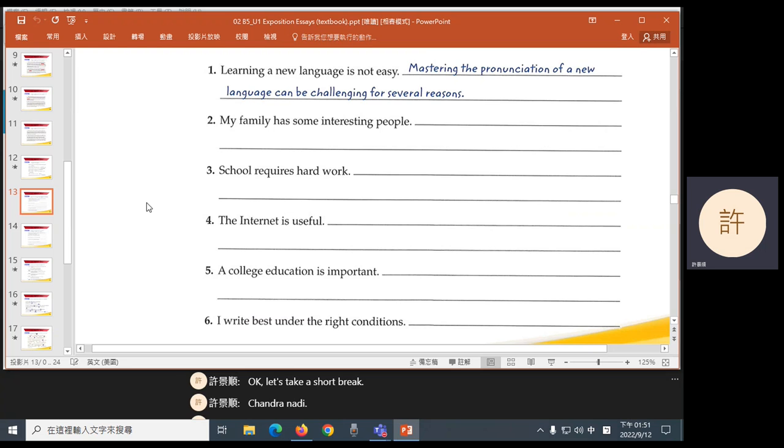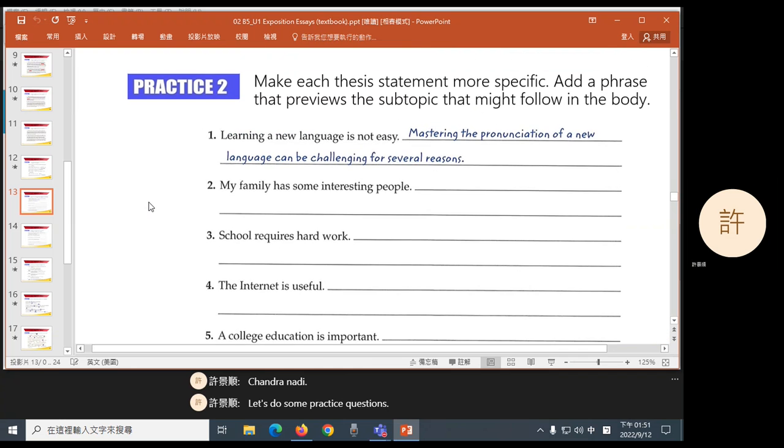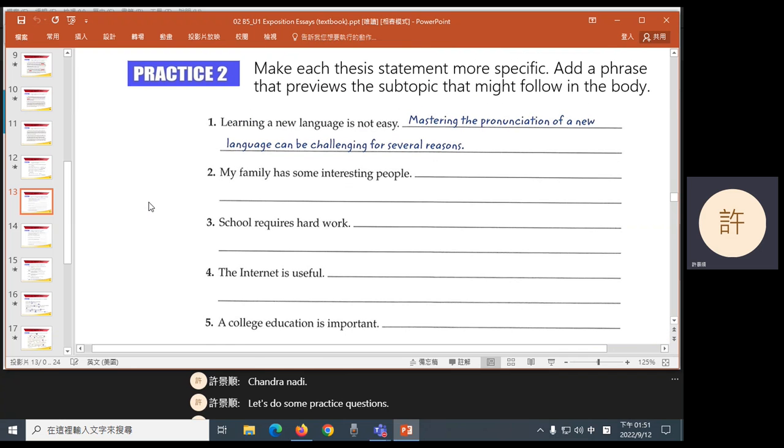Let's do some practice questions. So in this set of questions, each one gives you a thesis statement, but there's not enough detail. So based on this thesis statement, think about what kind of essay you could write and add some detail to the thesis statement. The first one is an example.